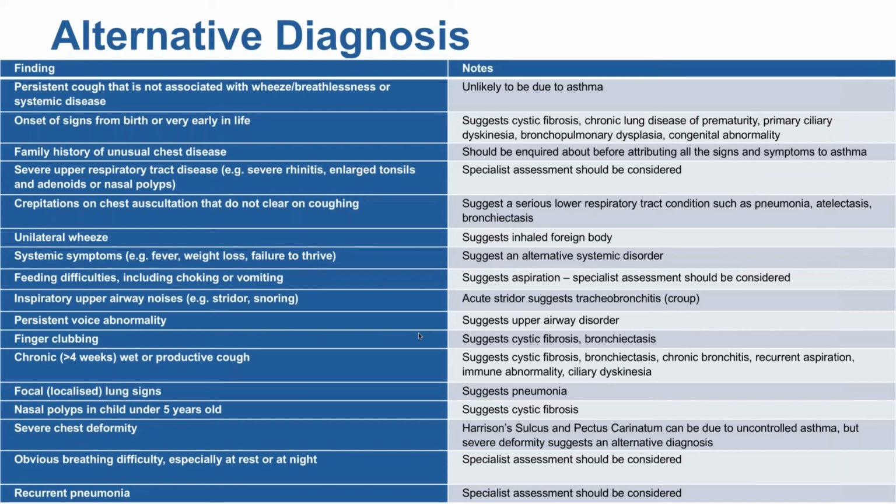We won't go through all of this slide, but it's just to reference the alternative diagnoses and the importance of investigating as required. So not everything that wheezes is asthma. For instance, let's choose a couple. Just down the left-hand side, crepitations on chest auscultation that do not clear on coughing, for instance. That suggests a serious lower respiratory tract condition such as pneumonia, atelectasis or bronchiectasis. Or unilateral wheeze usually suggests an inhaled foreign body. So they're just other alternatives to a diagnosis of asthma that can be found in the asthma handbook.